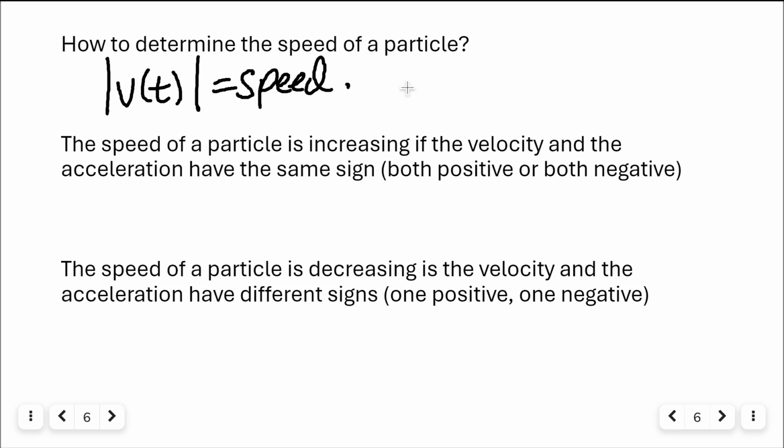Now, there's a couple of things that you need to understand about the speed of a particle. One of them is how to calculate it with the absolute value of the velocity. The other thing is whether or not the speed is increasing or decreasing. So what you can do is think about a ball that you're throwing up in the air, okay?